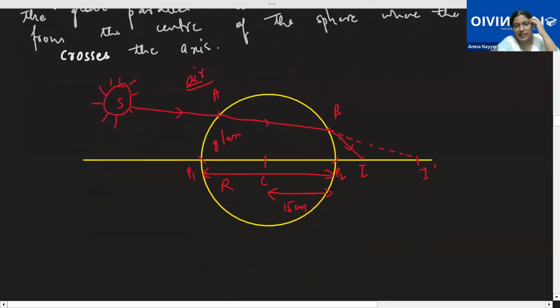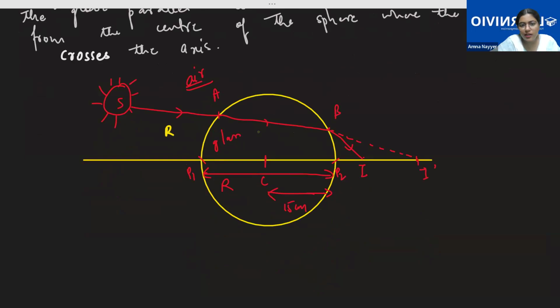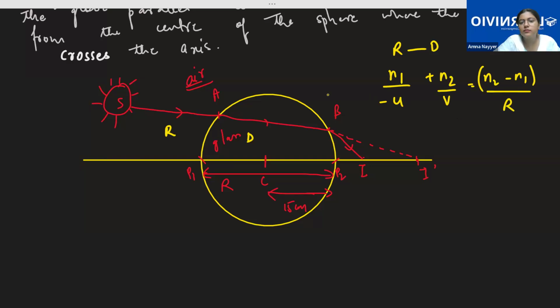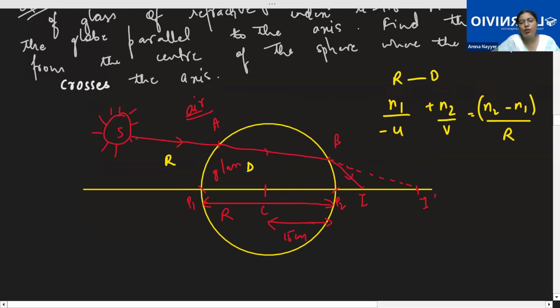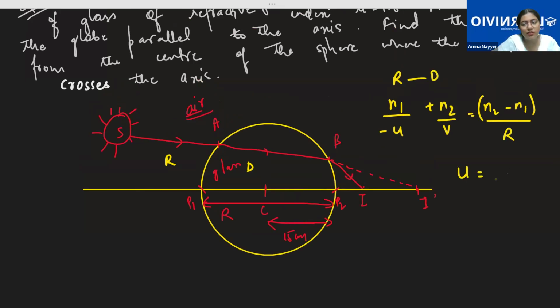See, basically here this is a curved part. At this point, this is your rarer, this is your denser. So from rarer to denser, that's what we saw first. Remember, n1 by minus u plus n2 by v is equal to n2 minus n1 by r. So from here, the ray is coming parallel to the ground, means from infinity. So your u will be infinite, correct? Now here you know the refractive index, your n1 and n2.